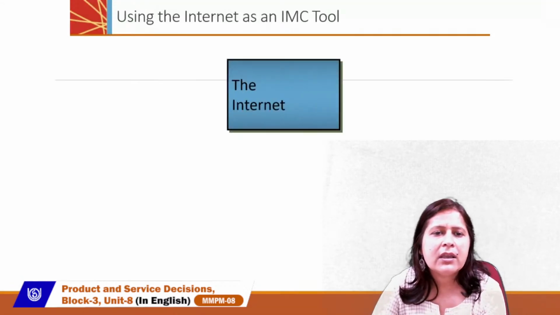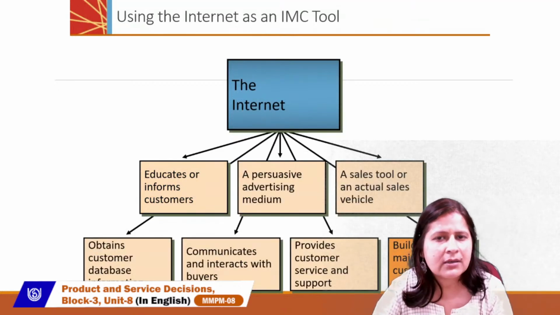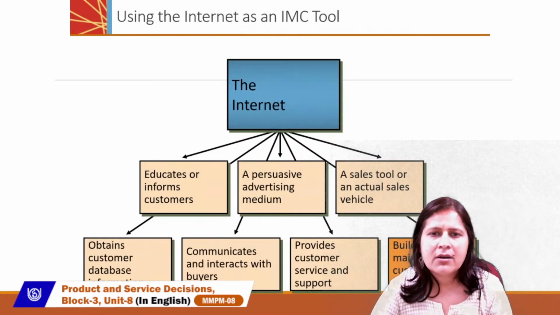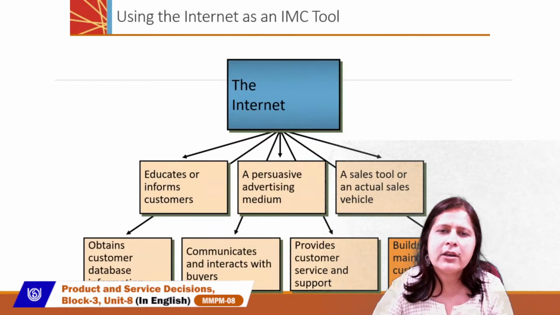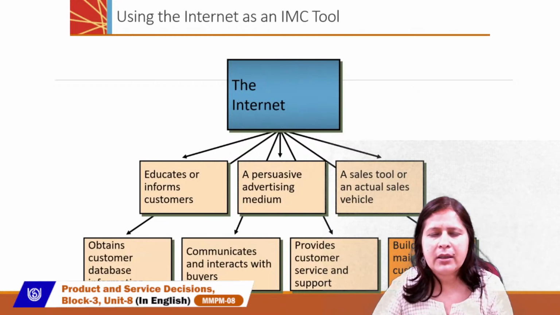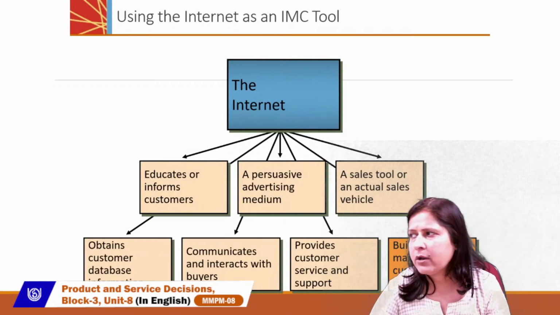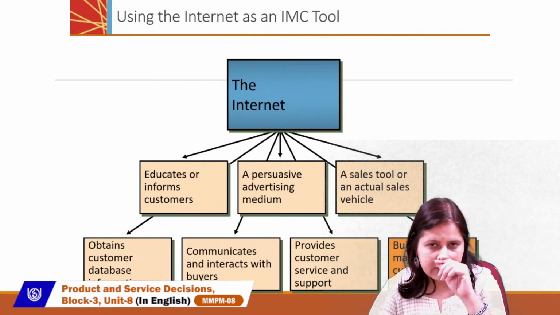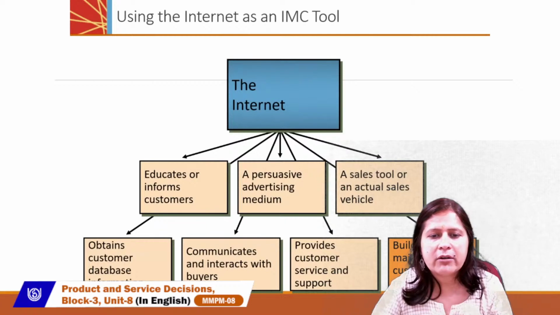right? Using the internet as an IMC tool, right? Nowadays, even in rural areas, because today's media is the digital age, everyone has a mobile phone and internet connectivity, because of the development of telecommunication centers. Everyone in the rural area has phones and internet connections, and the internet plays a very important role in educating or informing the consumer, right?